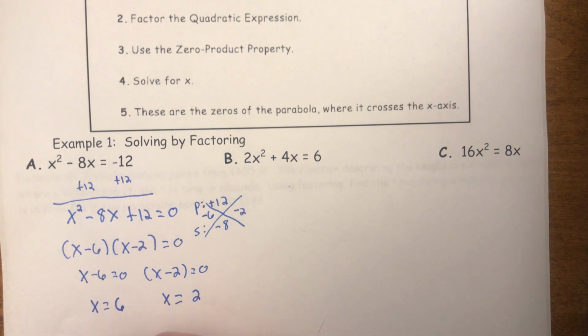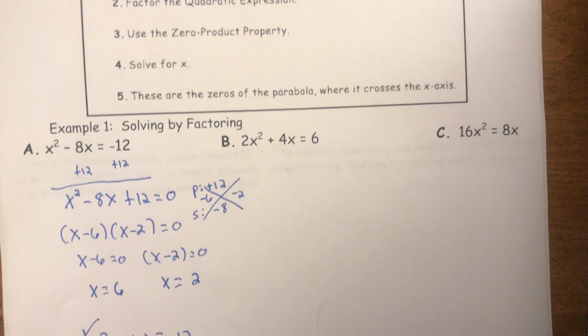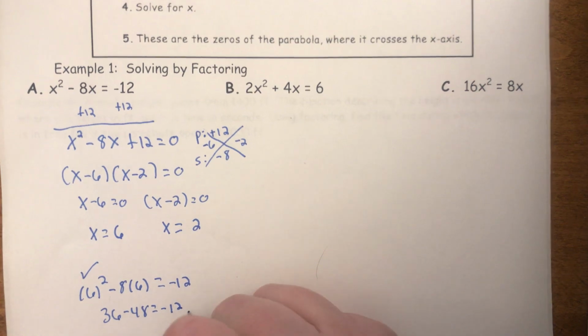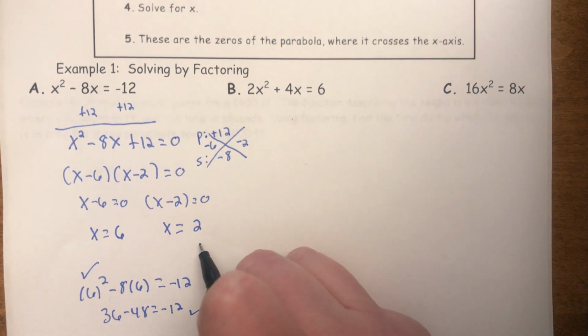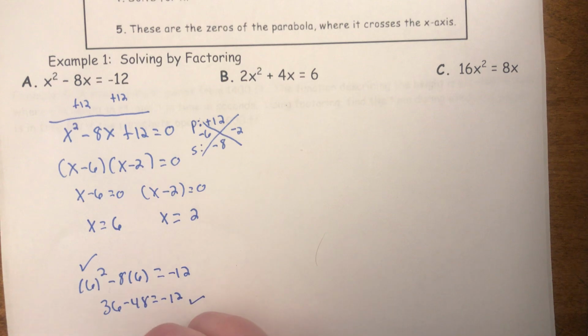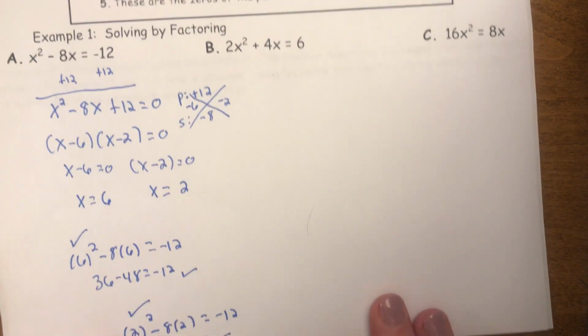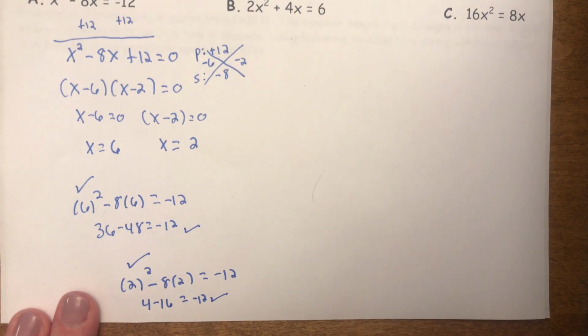We're going to just double check. Does 6 squared minus 8 times 6 equal negative 12? That's 36 minus 48. Does that equal negative 12? And when we plug it back in, we can see that it checks. We should check, does it work for the second one, for x equals 2? So we'll check it by doing 2 squared minus 8 times 2. Does that equal negative 12? Is 4 minus 16 equal to negative 12? Yes, it is, so it checks. Okay, so it's always a good idea to check your answer.